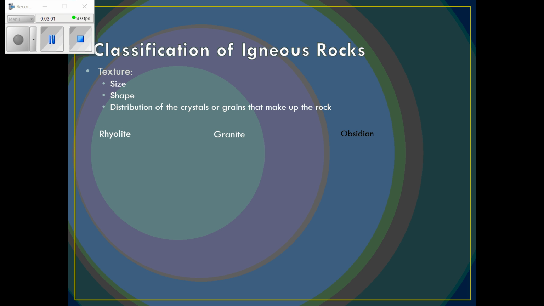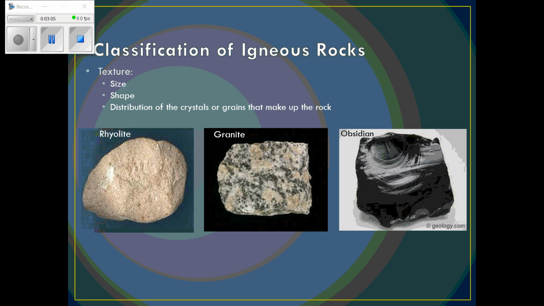With texture, we look at size, shape, and the distribution of crystals. So here you can tell a difference between coarse grain and fine grain. Most easily to see is between the obsidian and granite. Fine grain, you can't really see the crystals, or they're very small, like in the rhyolite. The granite has larger grains where you can see visible crystal structure. So that would be a coarse grain rock.